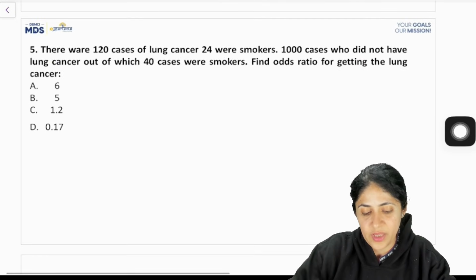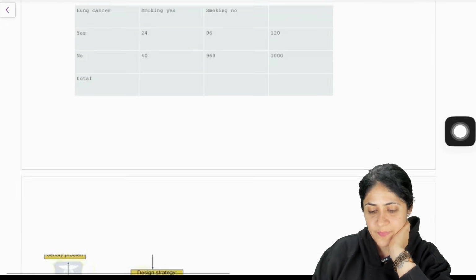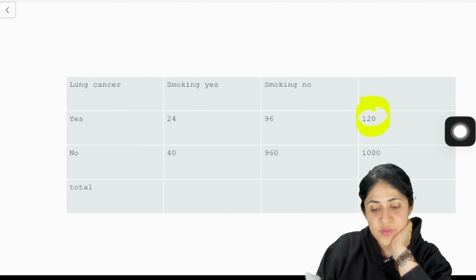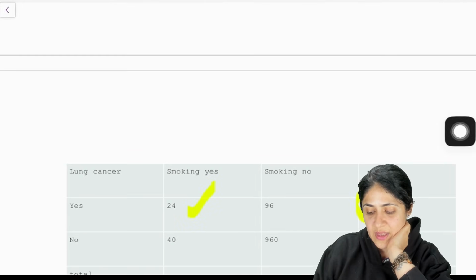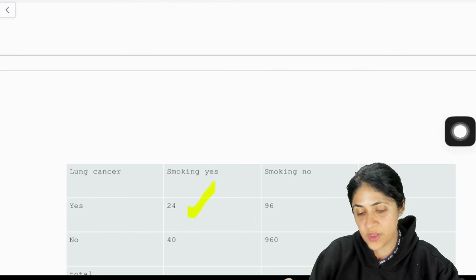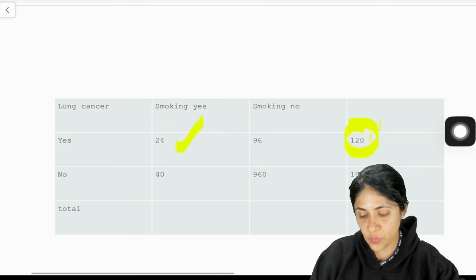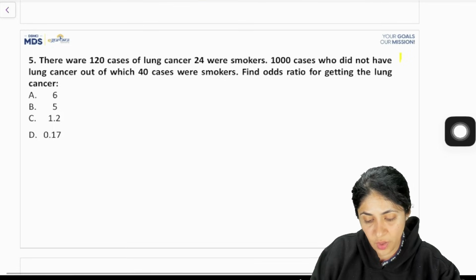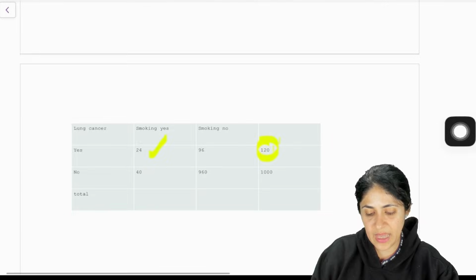Now, this is a question which is calculation based. In this study, there were 120 cases of lung cancer. So the total cases, as you can see, are 120. Those who smoked out of these were 24 in number. Out of 120, 24 were smokers. So automatically we get the rest of the number. 1,000 were the people who did not have lung cancer, out of which 40 were smokers. Find the odds ratio for getting lung cancer.